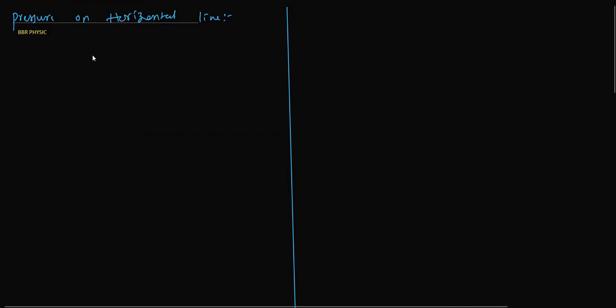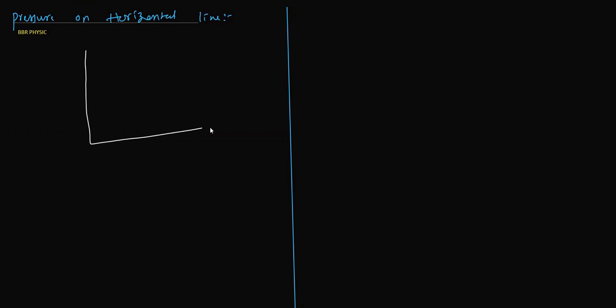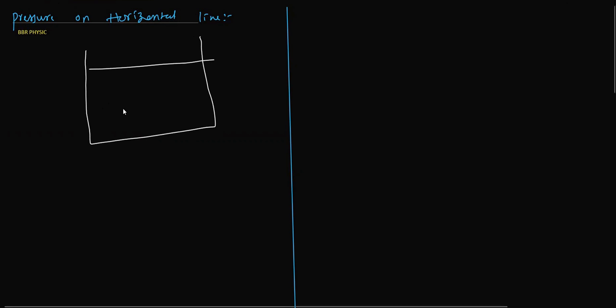Now what we need to check is pressure on a horizontal line of the liquid. Let me take one container here. In this container, we filled some liquid up to here. I want to calculate the pressure at B and at C. These both are parallel, so on a horizontal line, I want to calculate.